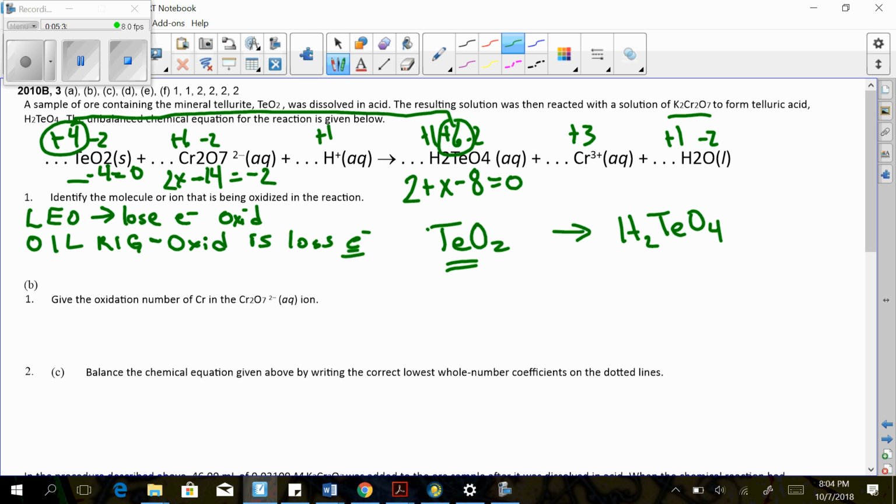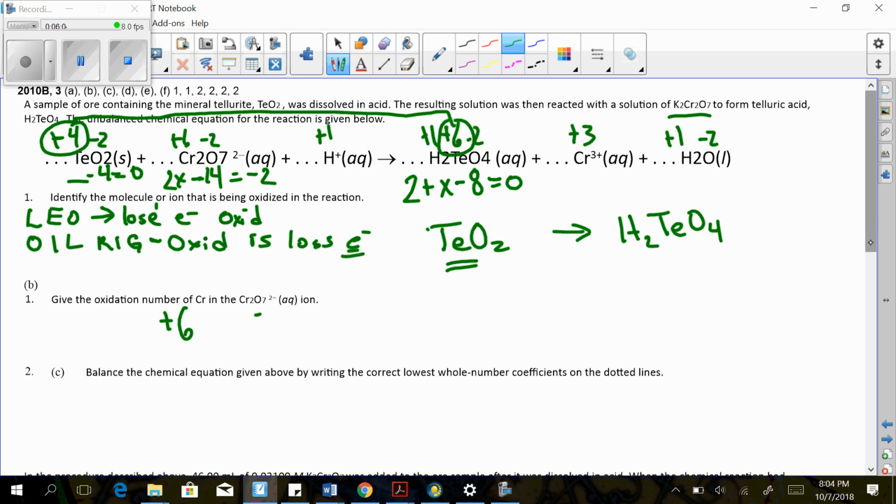Now part B of that one is to give the oxidation number of the chromium. We can go back. If we look at the dichromate ion, we already found that one. We said that the chromium in that one, we had 2 of them, and to balance out the charge, it must be +6. So our work for part B is already done.